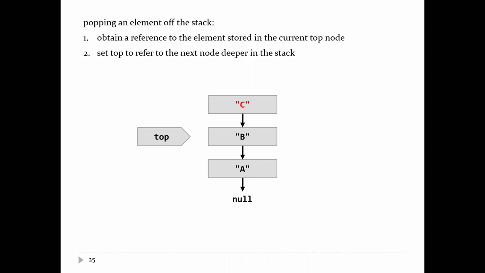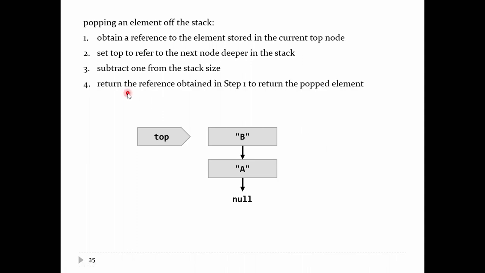Now, conceptually, what happens is this node disappears, but there's no way in Java for the programmer to remove an object. So as soon as you no longer have a reference to the top node, the Java virtual machine can eliminate this node from memory. But you're not going to do it yourself. So conceptually, the top node disappears, but the programmer doesn't have to do anything to explicitly remove the node. And then you're going to subtract 1 from the stack size.